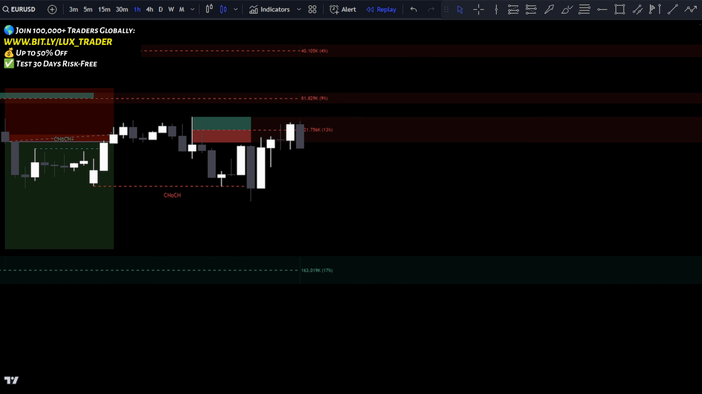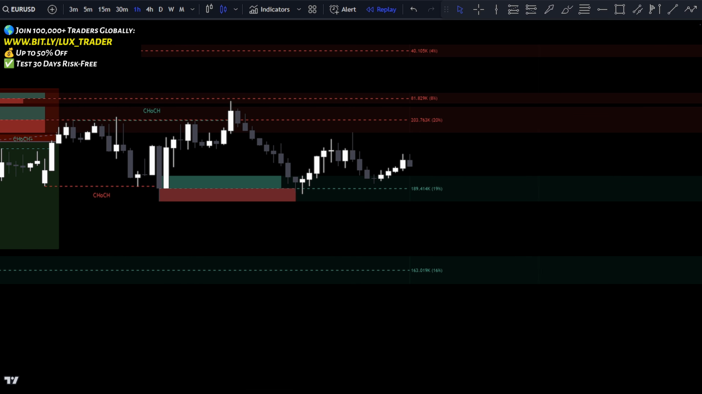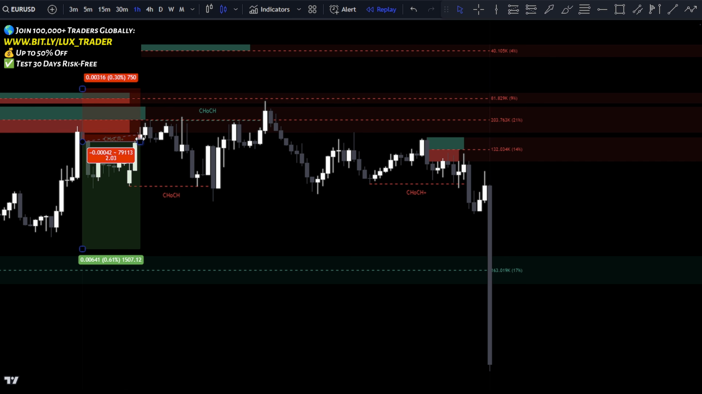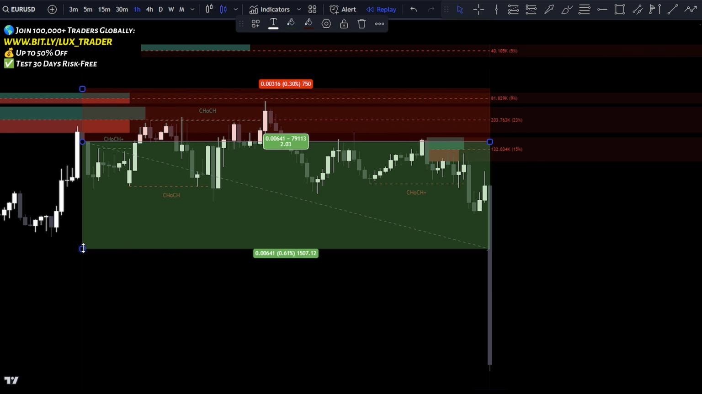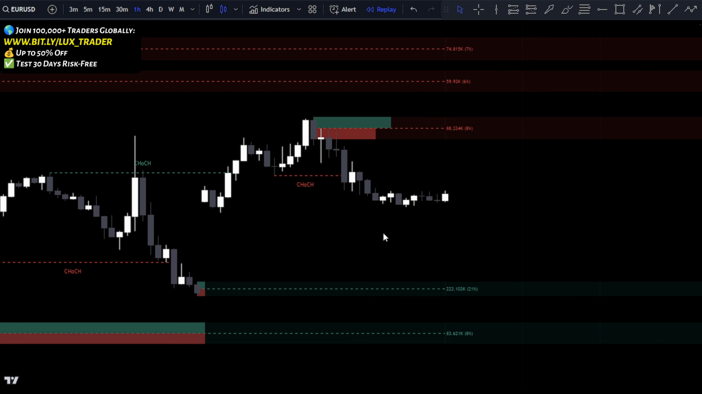When this level is reached, close half of your position and adjust your stop loss slightly below your entry price to secure some gains. The second target is set at a 1-to-4 risk-to-reward ratio, allowing you to capitalize on larger downward movements. Before diving into the backtesting results, let's review another sell trade example.